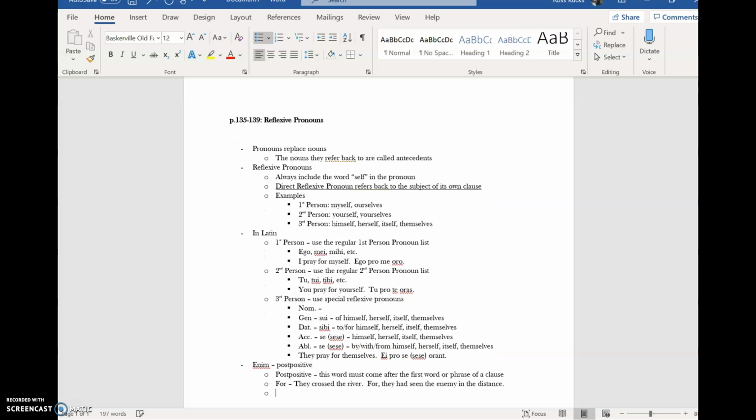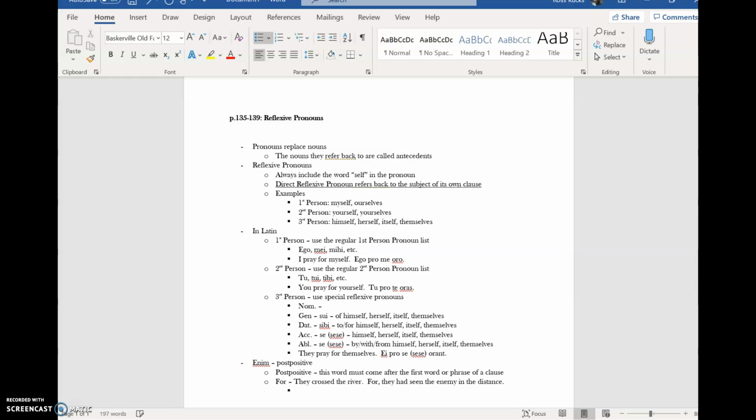So if we were going to actually translate that for part, we would start with hostes, hostes enim, and then you'd say in the distance, etc. But the enim has to come second in that sentence.